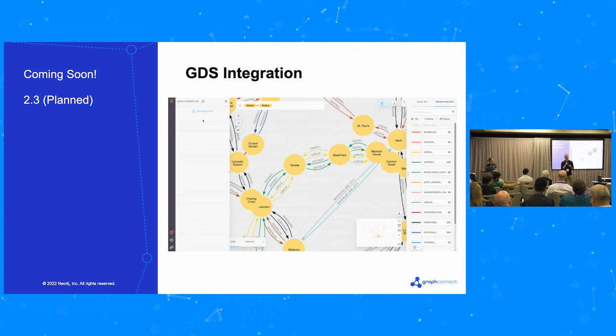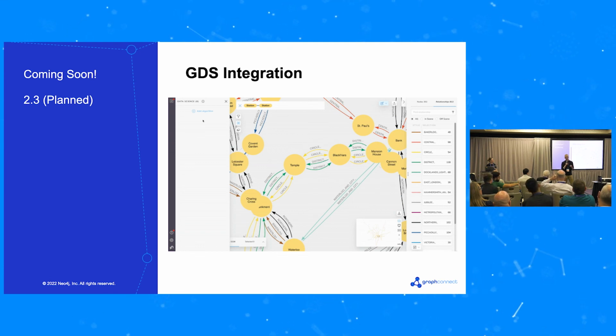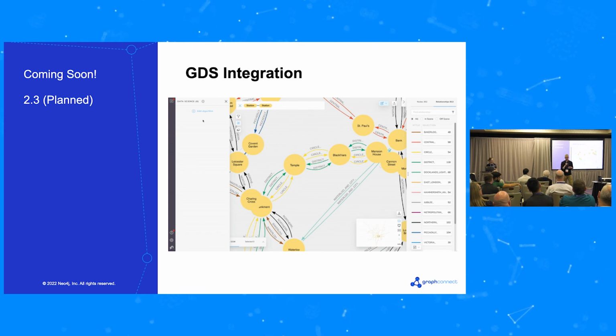The ones that we should launch with next week are degree centrality, betweenness, so 2 centrality algorithms, and then 2 community algorithms. It'll be weakly connected components and Louvain. So when that feature does launch, please do download Bloom 2.3 and play around with it. Let us know what you think.